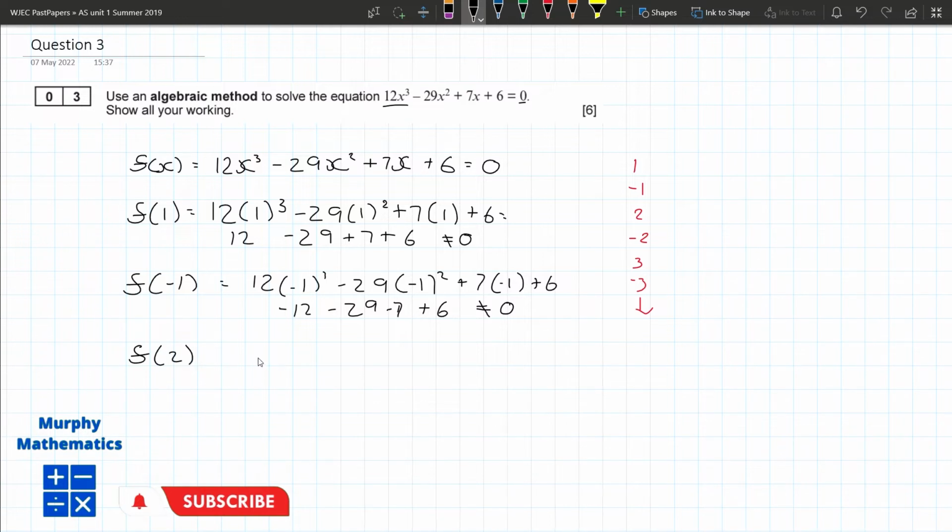With these, we're probably going to have to use a calculator. So 12 lots of 2 cubed minus 29 lots of 2 squared plus 7 lots of 2 plus 6, and hopefully that equals 0. Putting that into a calculator, we have 12 lots of 2 cubed minus 29 lots of 2 squared plus 7 lots of 2 plus 6. And yeah, that equals 0. So because we've put positive 2 in, we know that x minus 2 is a factor.